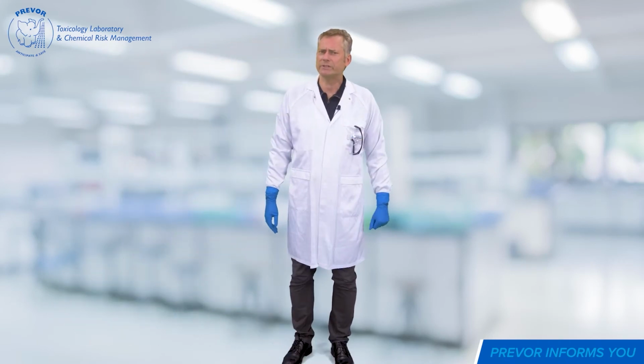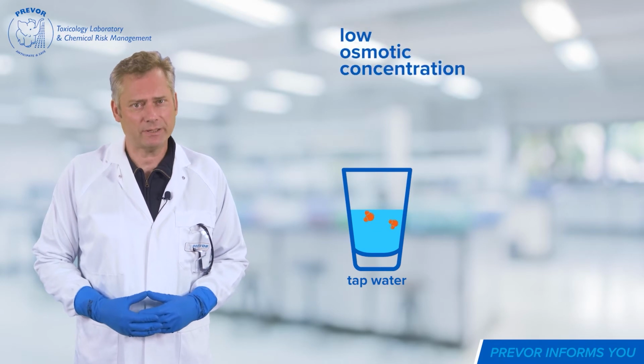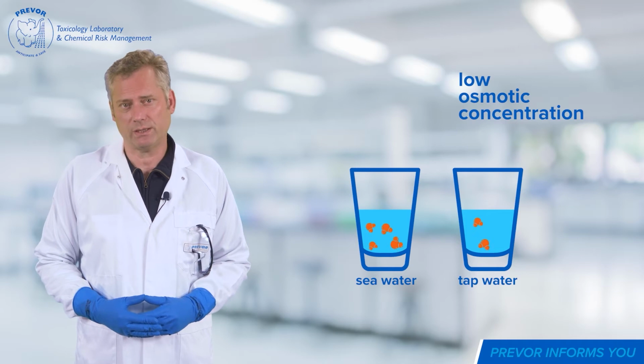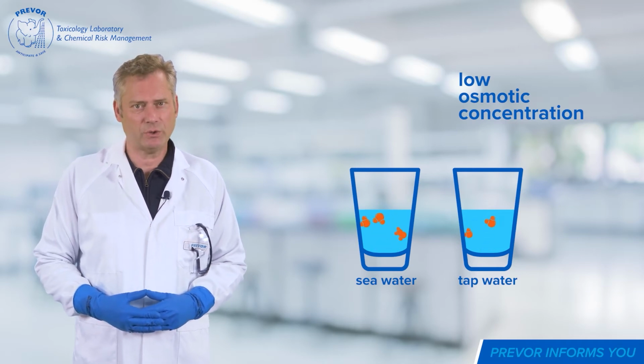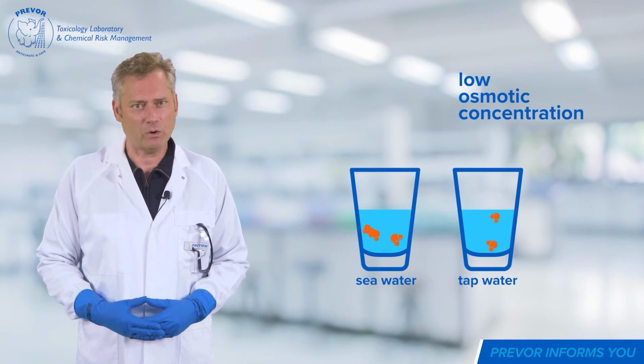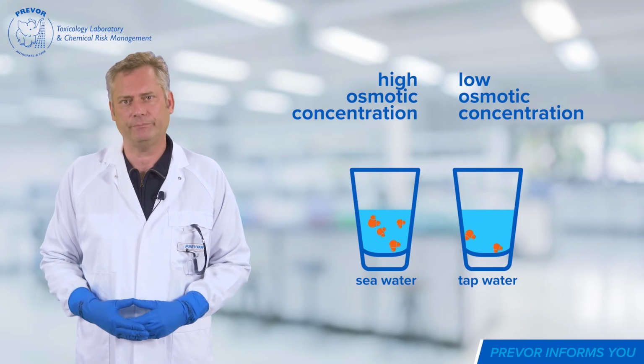What does this characteristic mean for a liquid? Let's do an experiment. I will fill a glass with tap water. There are very few ions, so the osmolarity is low. Next to it, I will fill another glass with seawater. This water contains sodium chloride. Of course, it contains many more ions, sodium and chloride ions. Therefore, the osmotic concentration is much higher.